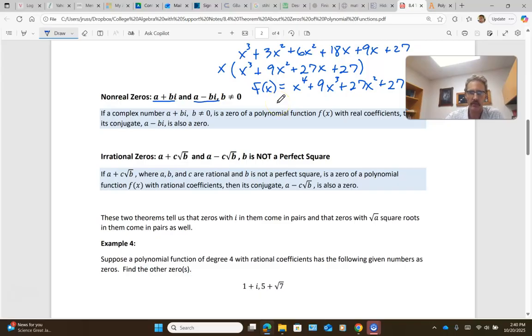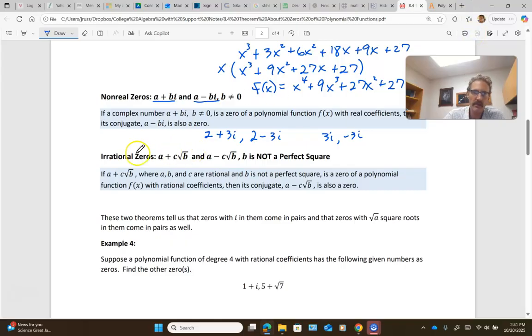Let me give you an example. If the a part is missing, then you just end up with purely imaginary zeros, and they come in pairs. But if the real component is there, then an example might be something like this: 2 plus 3i, and then 2 minus 3i. So these are both non-real.